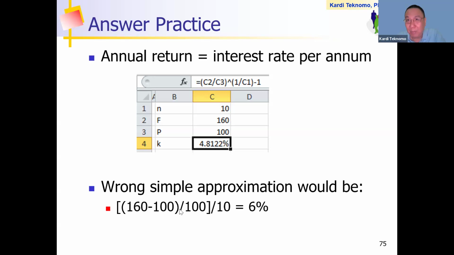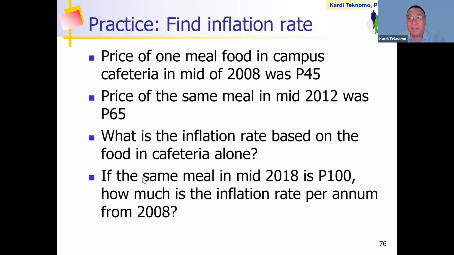Many people just think this way: 160 minus 100 divided by 100, and then you divide by 10, you will get 6%. But it's not true. This is over. So it's only 4% per annum. And then this is the same.